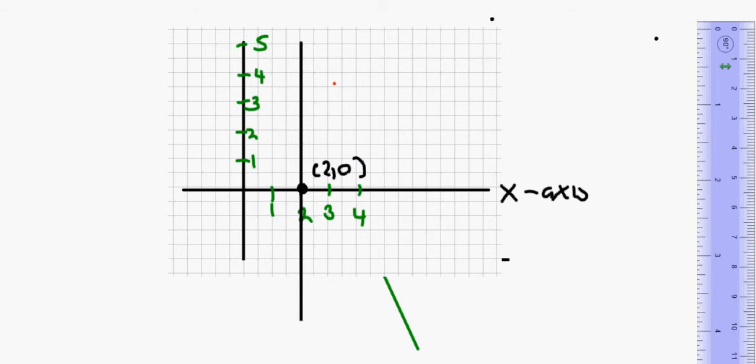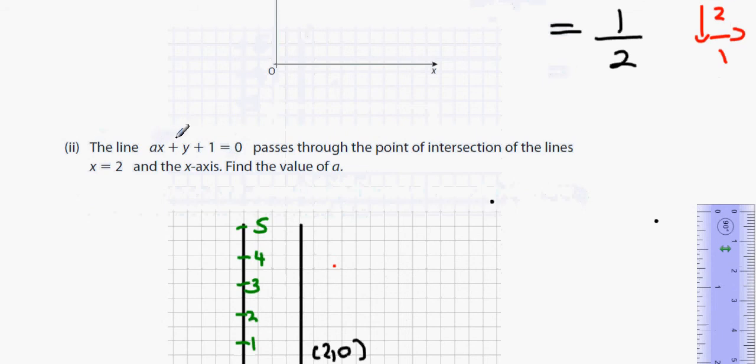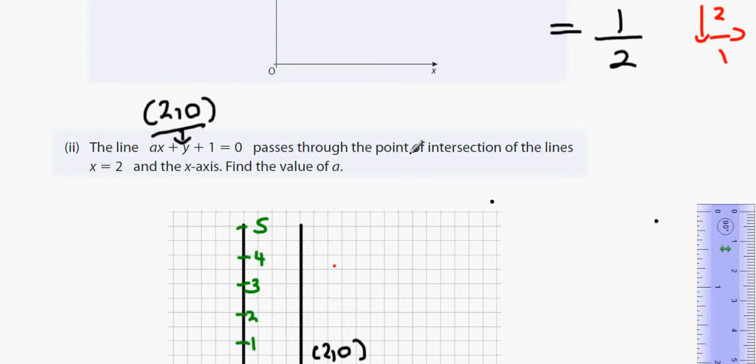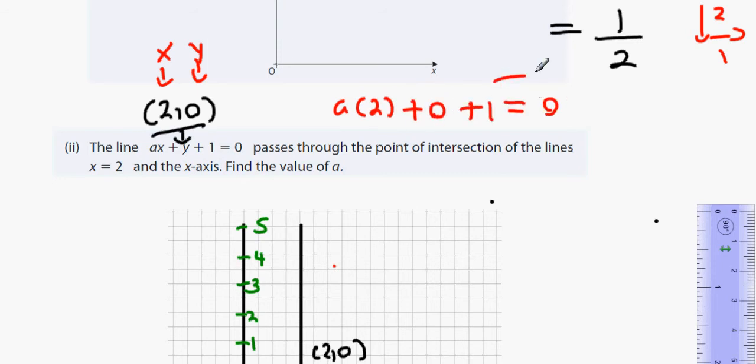Now, we know that the line ax + y + 1 = 0 passes through this point. So this means the point (2, 0) is on this line, and if it's on the line, it makes a balance. So when we replace x with 2 and y with 0, the equation should balance. So I'll have a times 2 plus 0 plus 1 equals 0. Bring the 1 over, then we get 2a = -1. Bring the 2 underneath: a = -1/2.